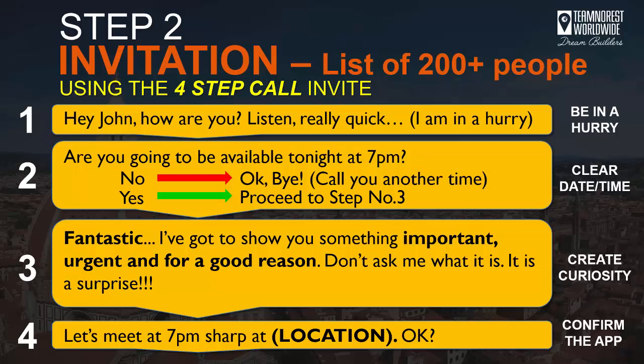And here's how it goes as an example. I'm gonna call John, a friend of mine. Hey John, how are you? Listen, real quick, because I'm cooking right now, or I'm with the kids right now, or I'm stepping into a meeting right now. Are you going to be available tonight at 7? If John says no, I'm gonna be at work, okay John, no problem, I'm gonna call you another time. Take care, my friend. That's it. If they say yes, they're available, great, fantastic.